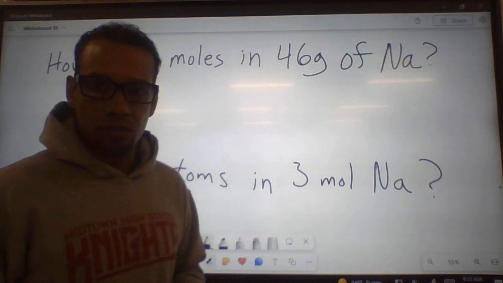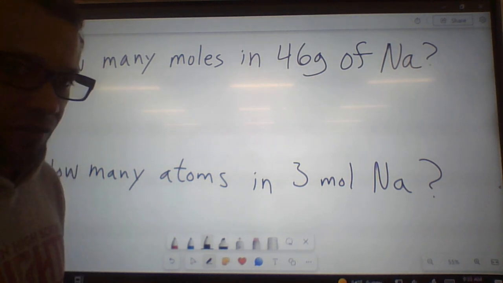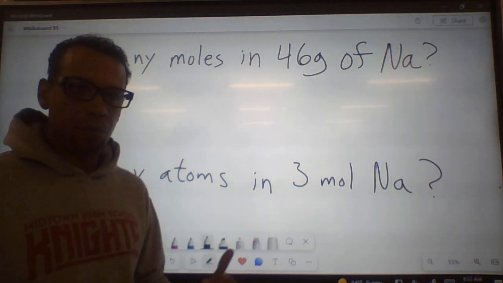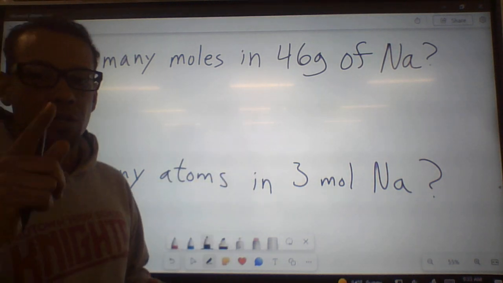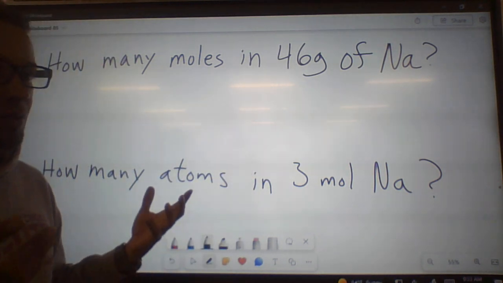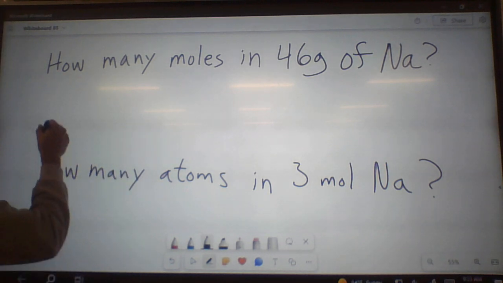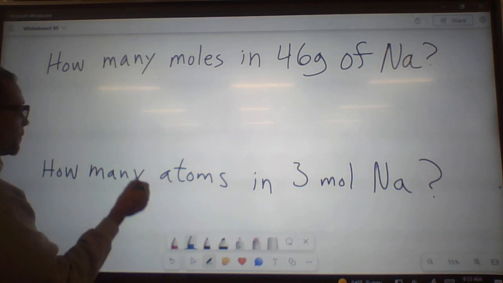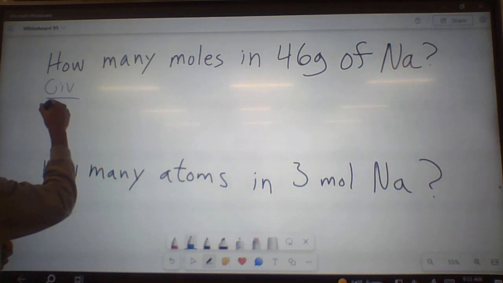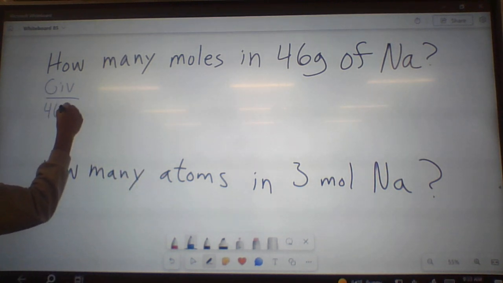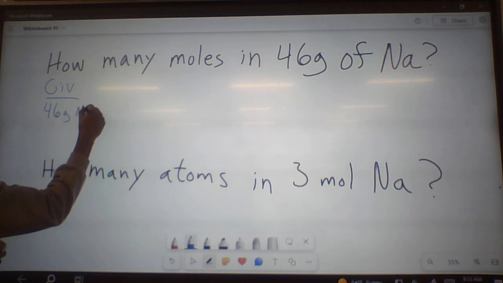All right, so let's take a look. First thing I want to do is see what the given information is. We want to write it down because we want to be able to see it. These are one-step problems. Eventually, we're going to get to three-step problems, and that's where we really need to keep track of everything. So some given information that we have here: they've given us 46 grams, and that's going to be of sodium.